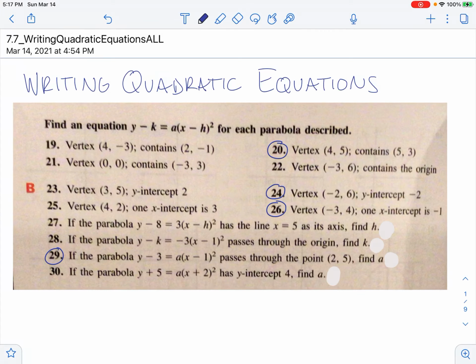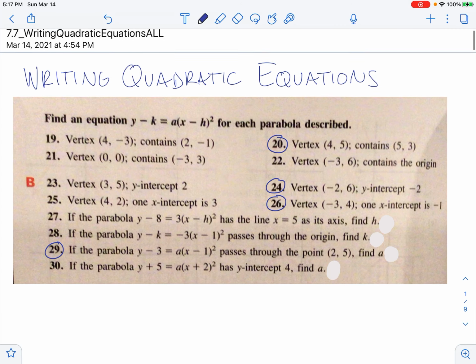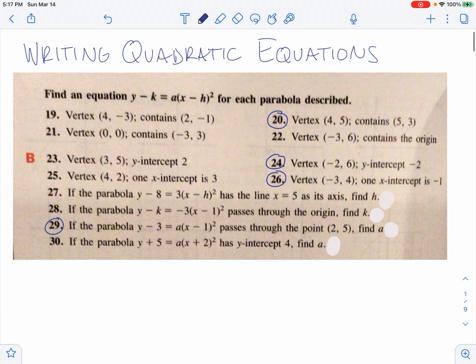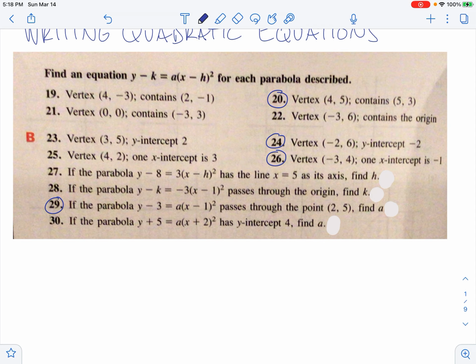We're going to work backwards today, put everything that we know all together, and be able to take that info and write our own quadratic equation. We're going to start with equations that are in vertex form. I've circled just a couple to do here.